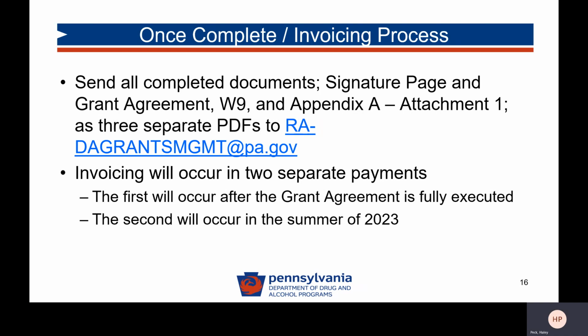The way invoicing will work, you will get a separate email when it's time for invoicing. It's once all of the grant agreement documents are processed. It will occur in 2 separate equal payments, as you can see on the award letter. The first will occur after the grant agreement is fully executed, and the second will occur in the summer of 2023.